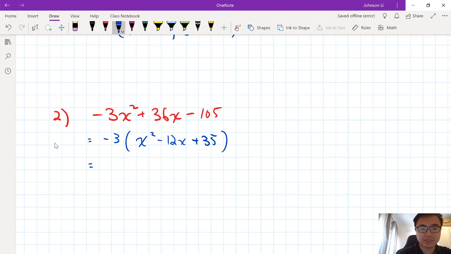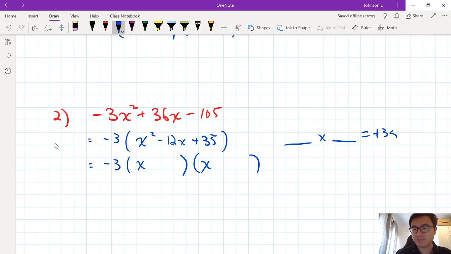Now for the next step, I copy down my -3, make 2 brackets, copy down the x's, and now I need to find 2 numbers that multiply to a positive 35 and add up to a -12.